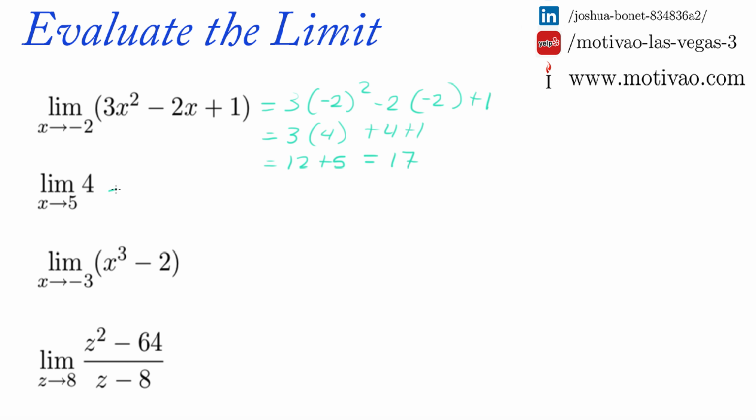Now this one is a tricky problem. Notice that this is a constant function of 4. Okay, there's no x, therefore this is just equal to 4. Here, again, there's no issues. You're just plugging negative 3 into the x, so negative 3 cubed minus 2. That's negative 27 minus 2, which is negative 29.